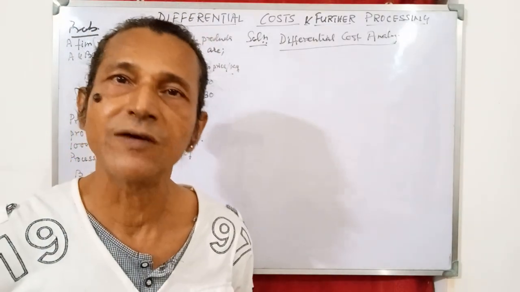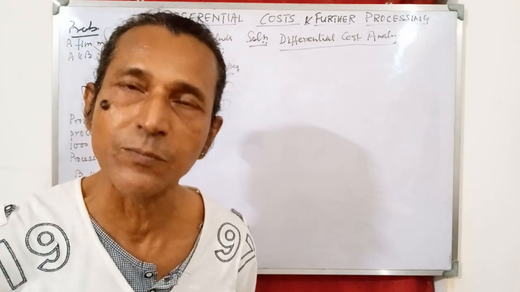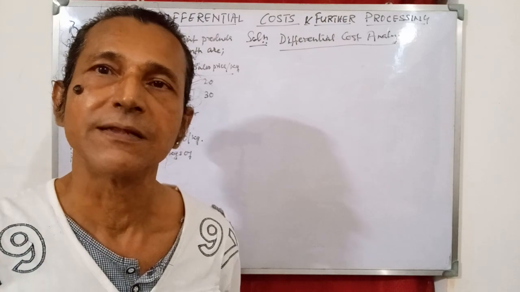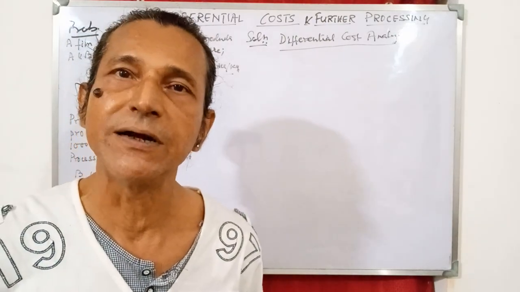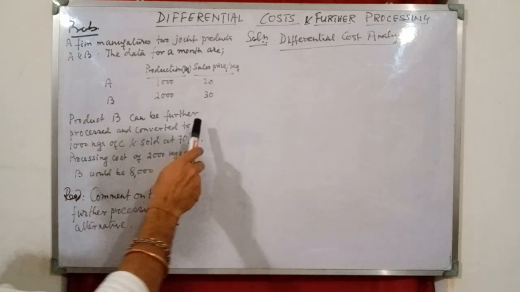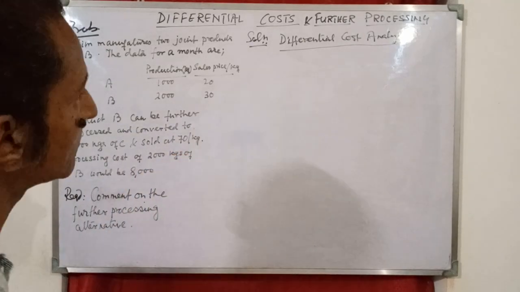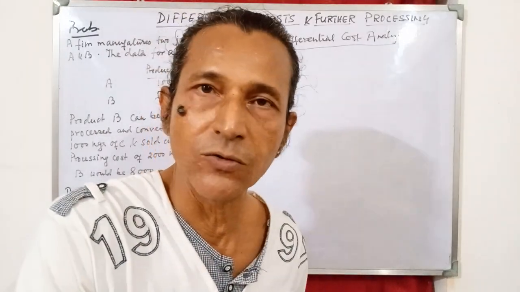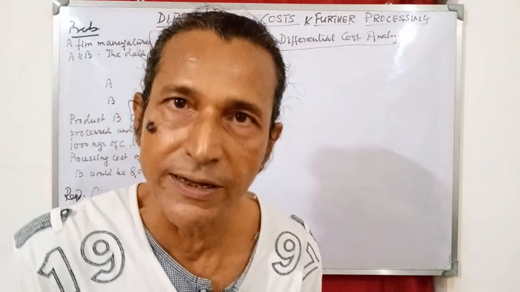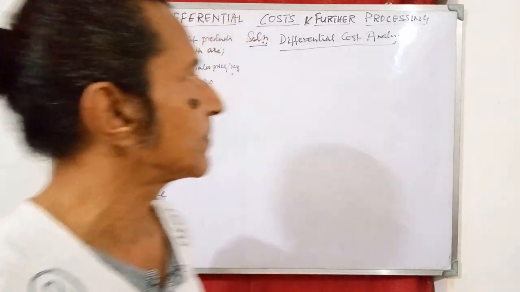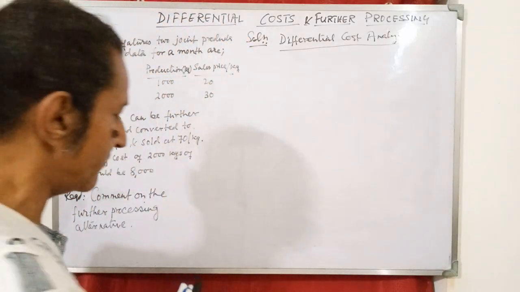But if the firm decides to further process B into C and sell that at a much higher price, then there is a question of incremental revenue. That is, how much additional revenue the firm is getting. So we have to compare these two, the incremental revenue and incremental cost, so that we can find out if there is any incremental profit or not. So first, incremental revenue.